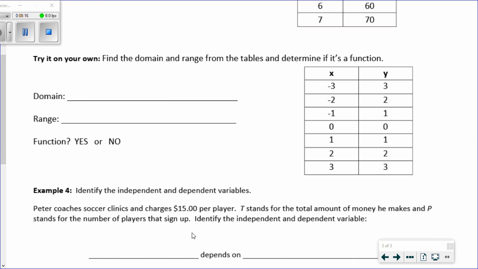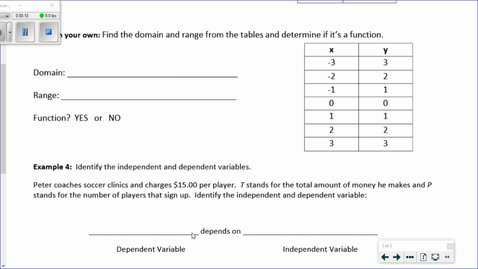All right. Finally, example 4, identify the independent and dependent variables. Okay? Peter coaches soccer clinics and charges $15 per player. T stands for the total amount of money he makes, and P stands for the number of players that sign up. Identify the independent and dependent variable. So sometimes it's actually easier to figure out the dependent variable before you actually figure out the independent. So let's look at the two different kind of variables we have.